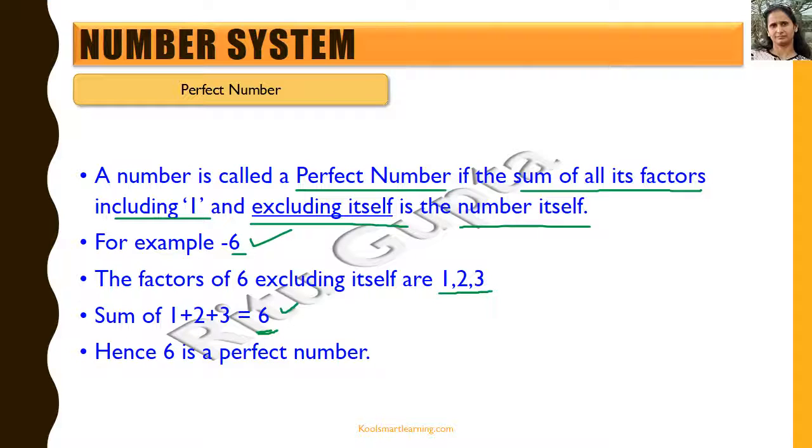Now let's take another example. We take the example of a number 8. Now for 8, we write down all the factors, which are 1, 2, 4 and 8, and then we remove 8, which is the number itself, from that list, and we take the sum of the remaining factors, which is 7. And since this is not equal to the number 8, this is not a perfect number.